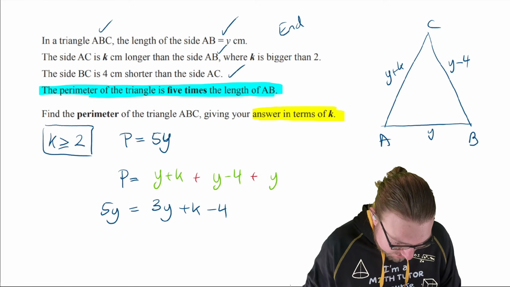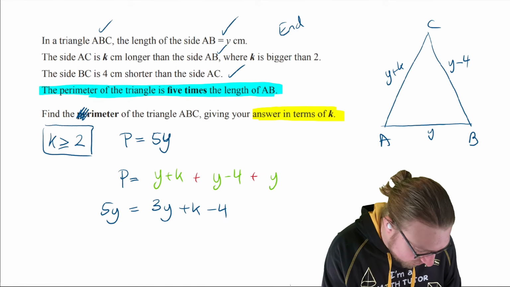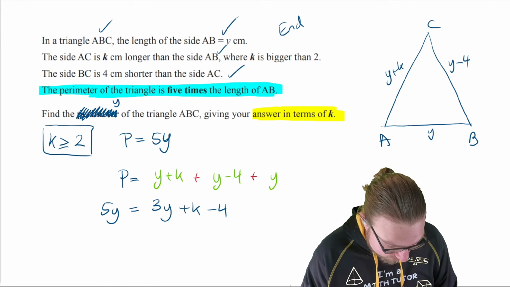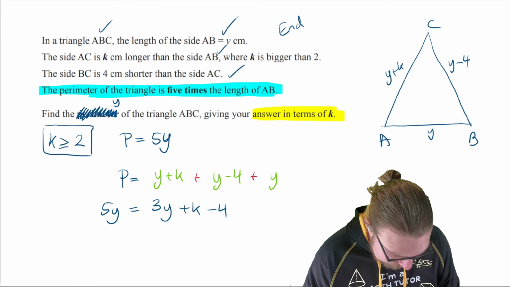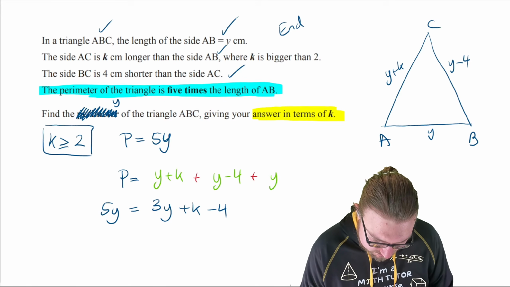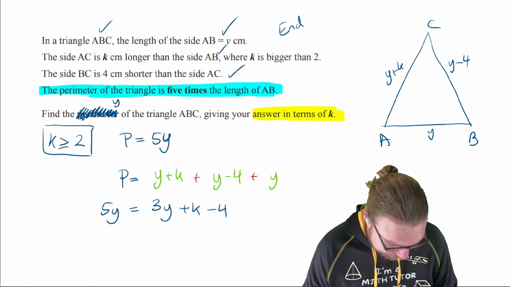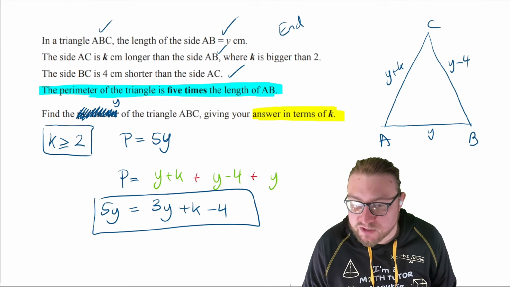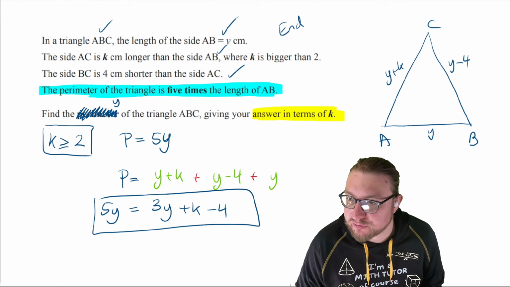I will double check with the question and probably post it in the comments afterwards, but I'm pretty sure the question here wants to find y, the side AB, giving it in terms of k. We could maybe do that. Here we have an equation with y and k, which we can use algebra to solve for y.